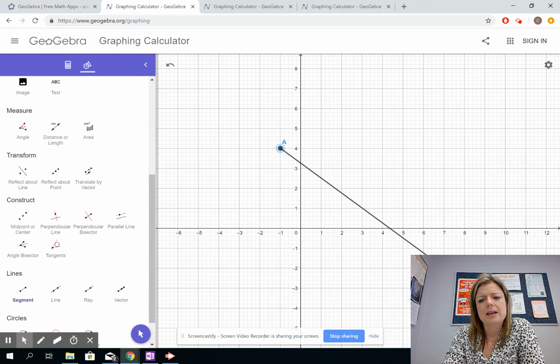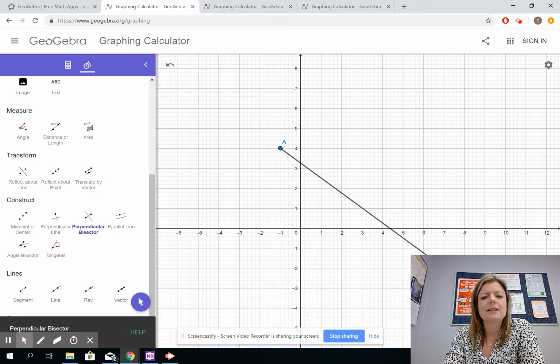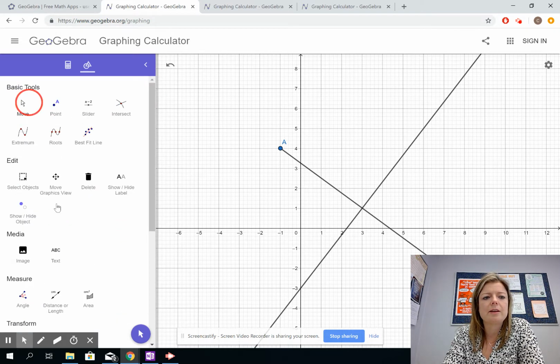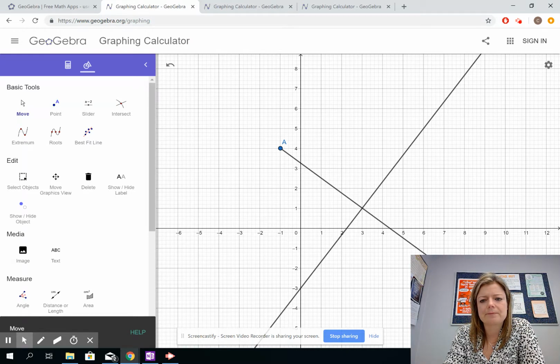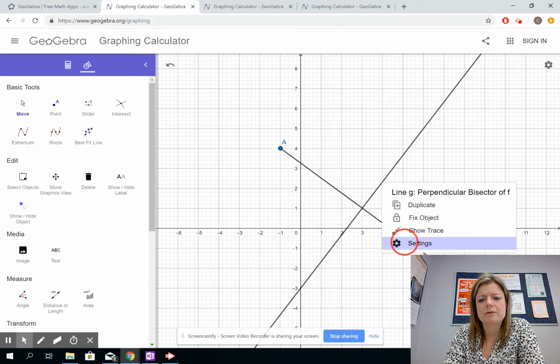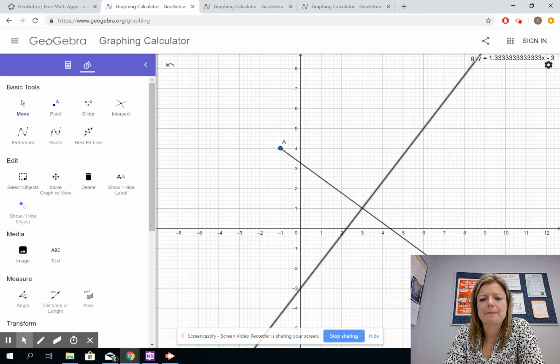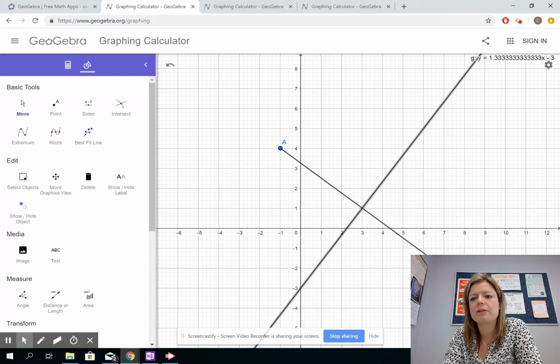Okay. And we want to know what the perpendicular bisector is, because any point on the perpendicular bisector will be equidistant from A and B. So it's that simple. You just have to click it and it will show up. So if I go back to my arrow here, I can right click and show settings, and I want to know the name and value. So you can see here, it says 1.33333x minus 3. So that's just the decimal version of 4/3 minus 3. So it is what I said, okay?